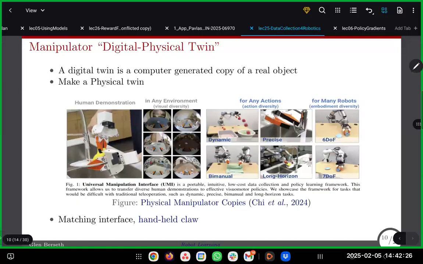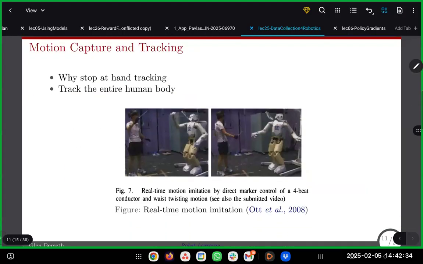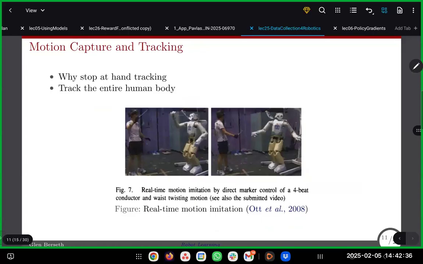So now we've basically talked a lot about hands. Now we can get to some of the other ways to collect data. So this isn't just for a handheld claw. Another way to do this process is entire body motion capture tracking.